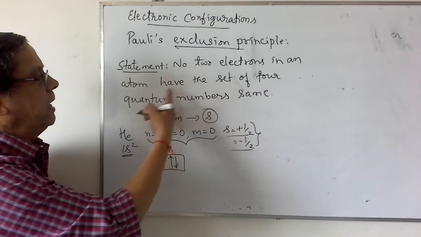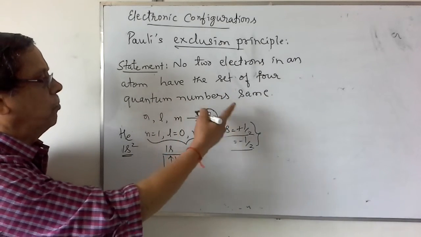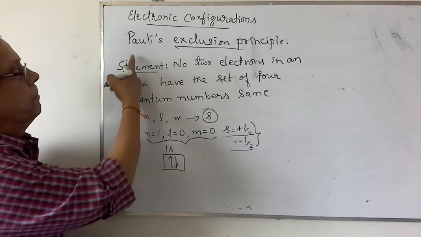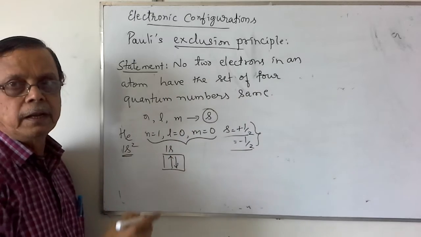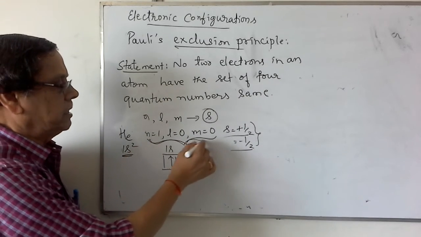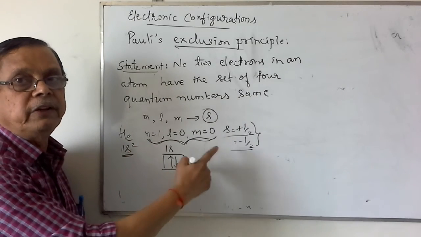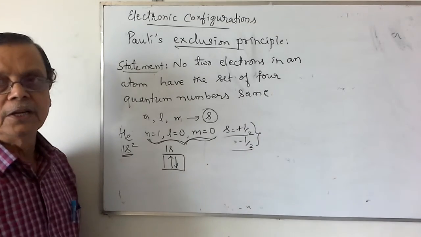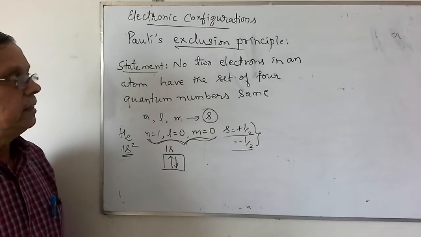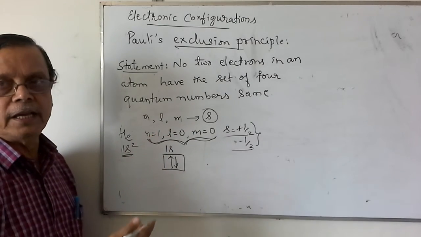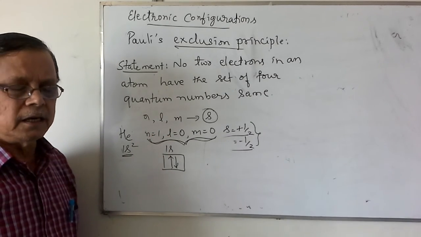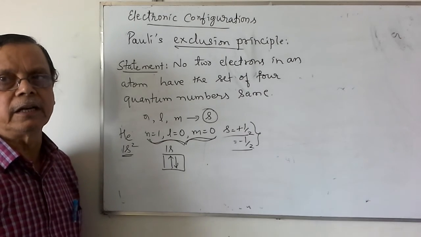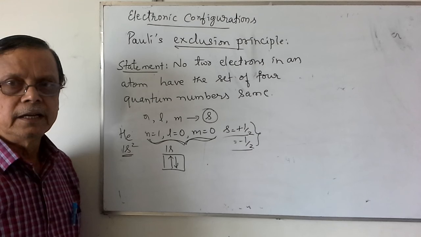No two electrons in an atom can have this set of 4 quantum numbers same. So this is about the Pauli's exclusion principle. If 3 quantum numbers have got the same values, at least there should be difference in the fourth quantum number, that is spin quantum number. The third rule is called as the Hund's rule of maximum multiplicity. Along with writing the electronic configurations, we shall see in the next video.